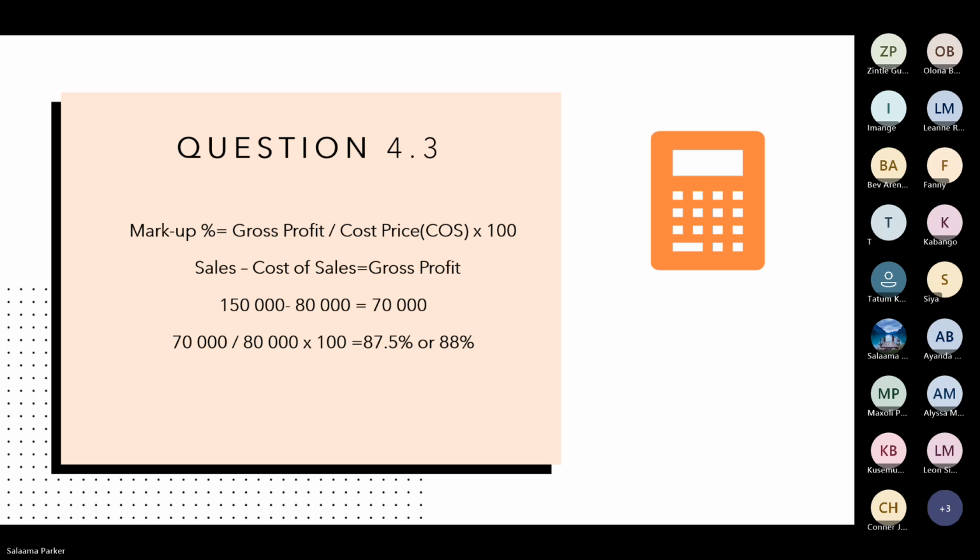You have to remember the formula and then you are able to calculate the answer. In this case, we wanted markup, but as Bev also mentioned earlier, if we don't ask you for markup percentage, we could also ask you for the gross margin percentage or markup on selling price.